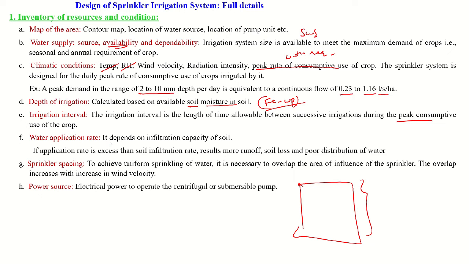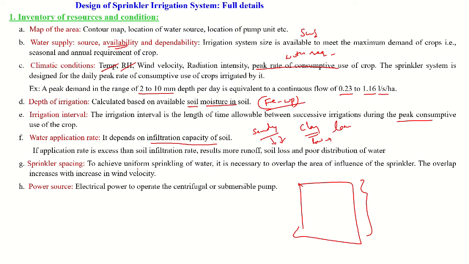Next, water application rate. This water application rate majorly depends on the infiltration capacity of the soil. Different types of soil have different infiltration capacities, such as sandy soil, clay soil, loam soil. Sandy soil has a high infiltration rate, so here we need to apply less depth of water but more frequently as compared to clay. Clay has a low infiltration rate. We apply very little water but for a longer duration, meaning the irrigation interval may be long. Like that.